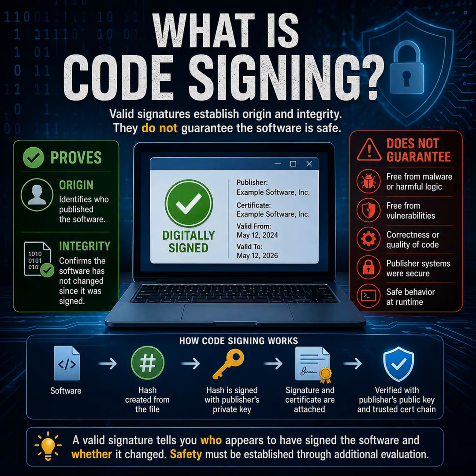Verify the signer, certificate status, timestamp, source, version, and organizational authorization. Then use separate security evidence to judge behavior and risk. The most accurate conclusion is specific. A valid signature can tell you who appears to have signed the software and whether the signed artifact remained intact, but safety must be established through additional evaluation.